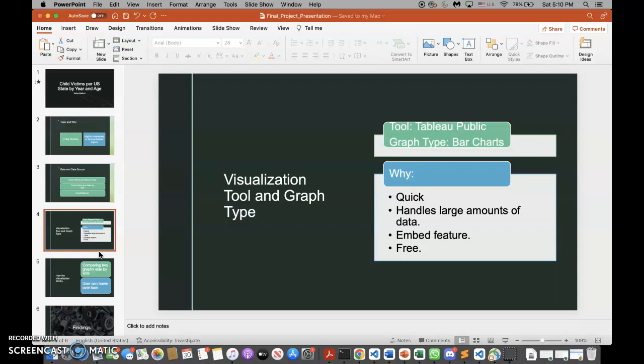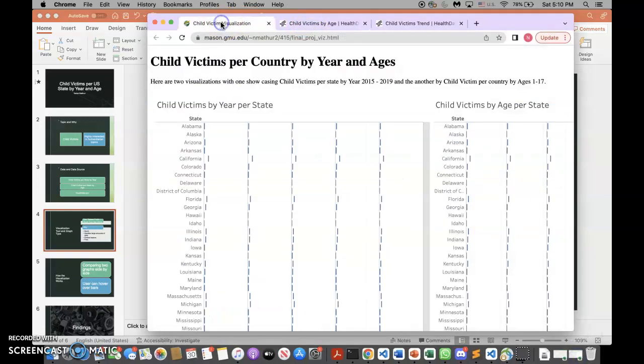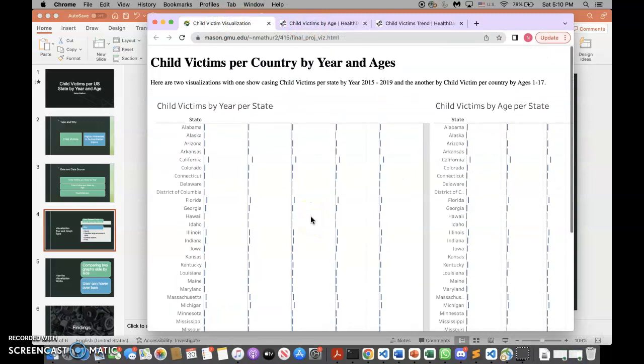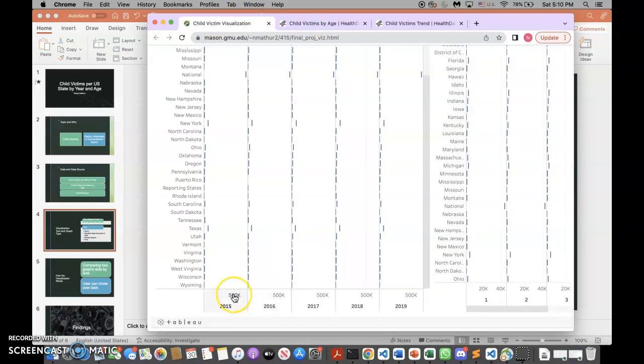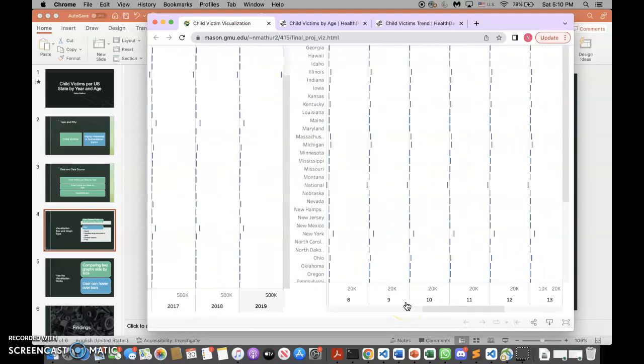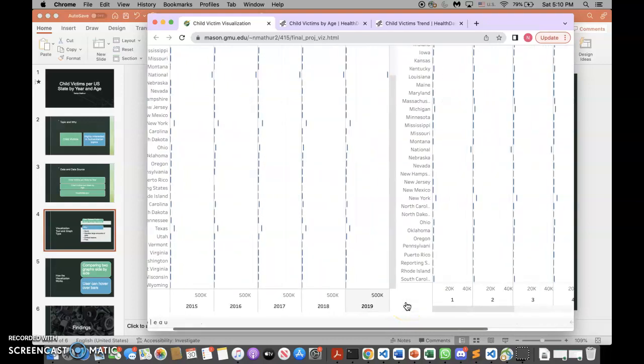Both the visualizations are bar graphs, with the first graph having the years as the columns and the states as the rows. And for the second graph, the ages are the columns and the states as the rows. And I can show the visualization over here. So as you can see, both of them are bar graphs. The first one, you can see the years from 2015 to 2019, and the second one, you can see the ages 1 to 17.